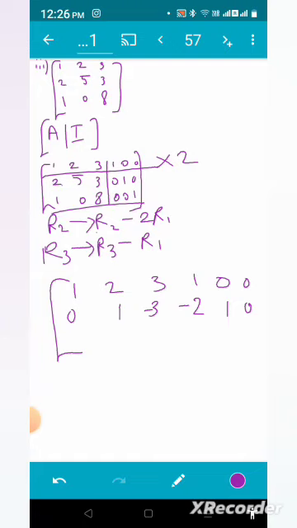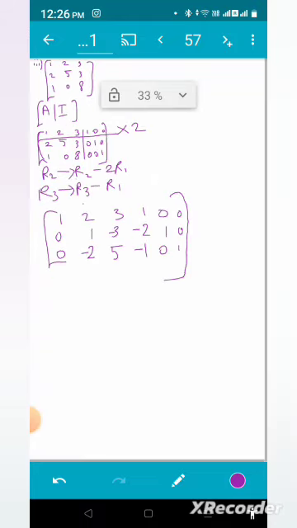Then for the third row I use the formula R3 minus R1. So directly I subtract these two rows. 1 minus 1 is 0. 0 minus 2, that is minus 2 here. Then 8 minus 3, that is 5 here. Then 0 minus 1, that is minus 1. 0 minus 0, that is 0. Then 1 minus 0, that is 1.